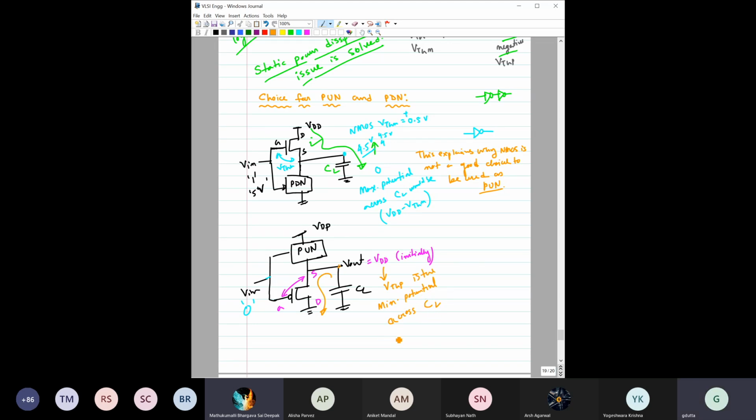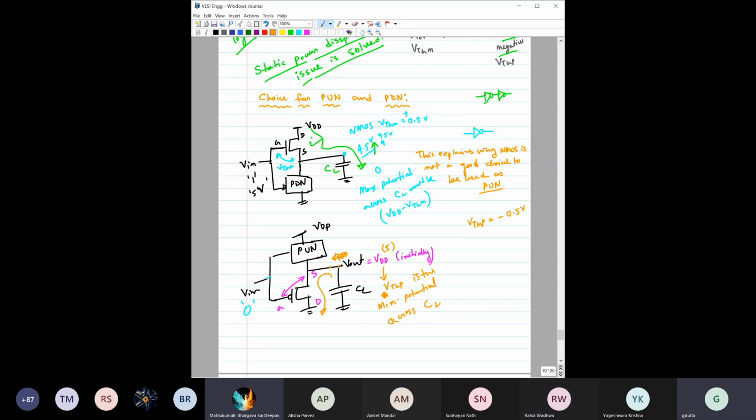Okay. Sir, shouldn't it be minus VTHP? Please tell me why it should be minus VTHP. Because VTHP is negative. So here, say this is VDD. Okay. Say that it is changing from 5 volt, and say the threshold voltage VTHP is equal to minus 0.5 volt.